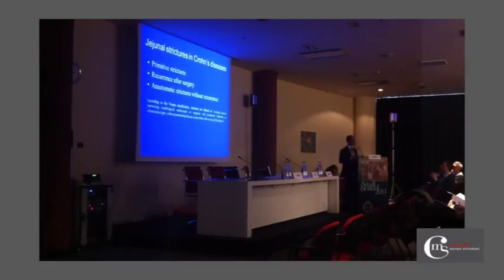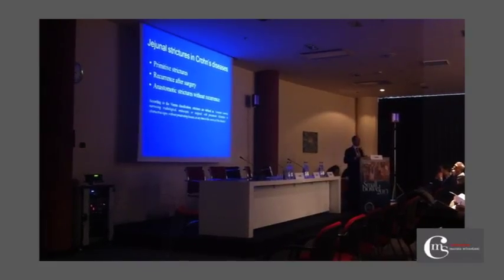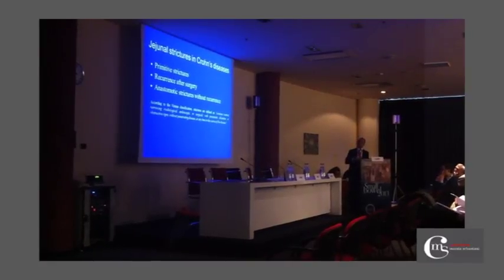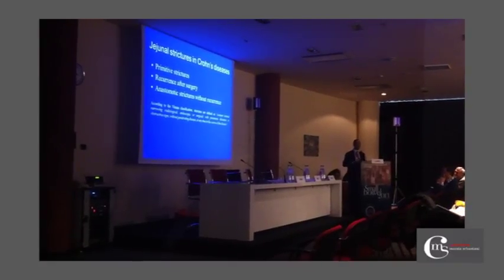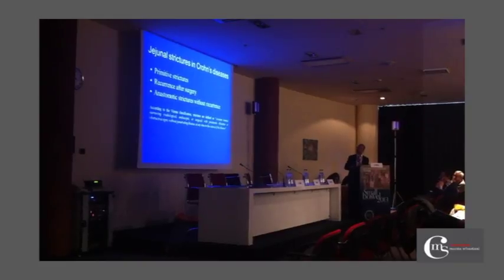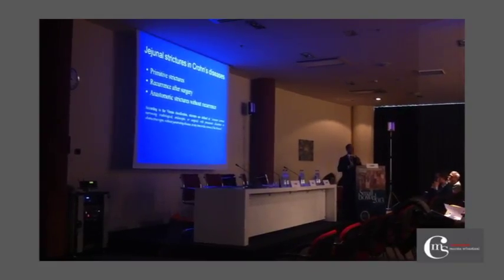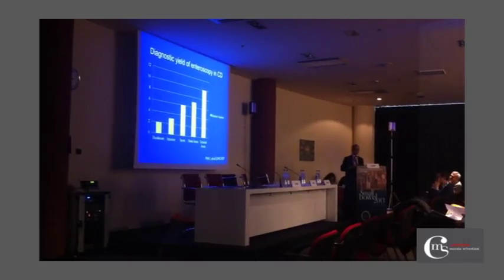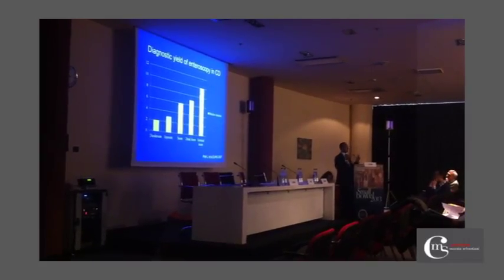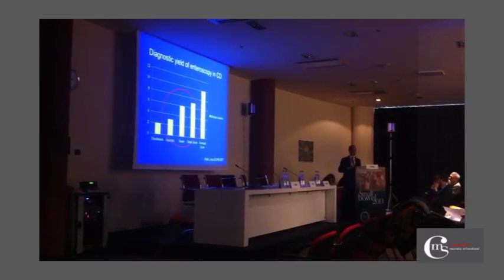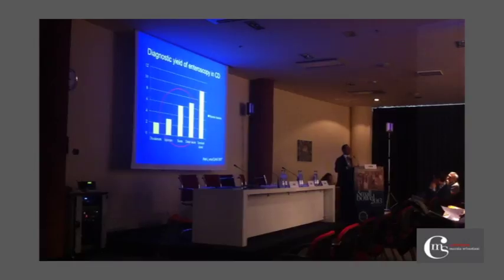As regards jejunal strictures in Crohn's disease, we can make a distinction between the so-called primitive strictures, recurrence after surgery, and anastomotic strictures without recurrence. Let me now point out a very important aspect. We generally talk about jejunal strictures in Crohn's disease.